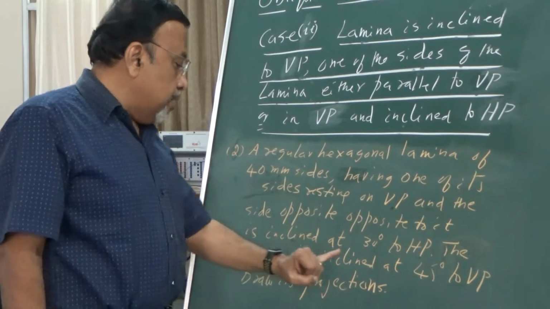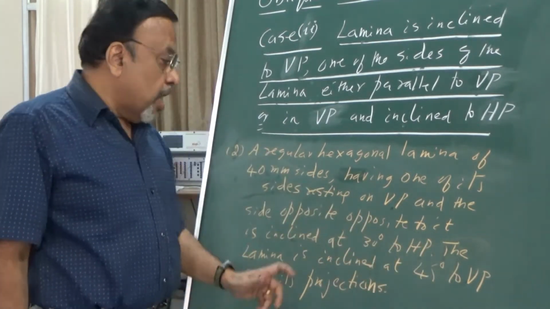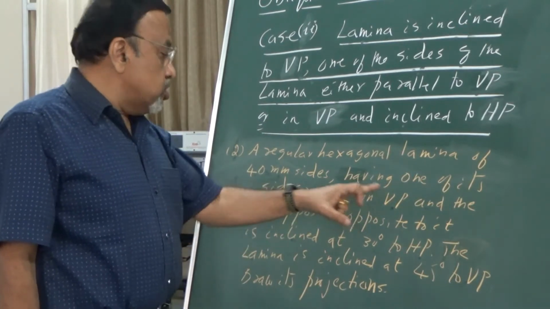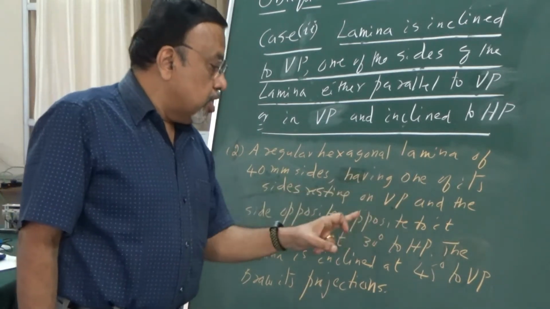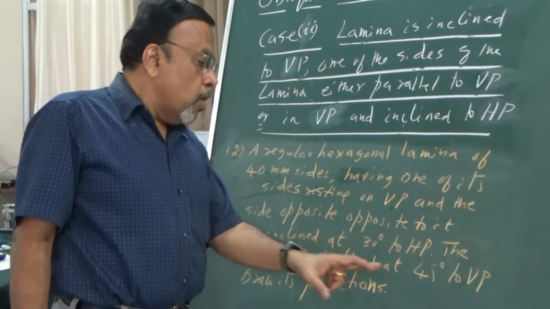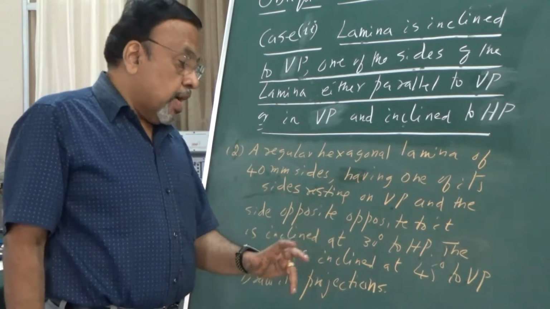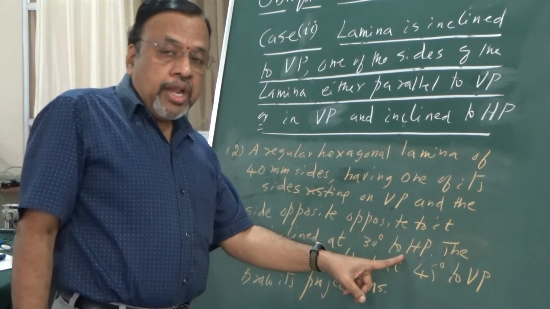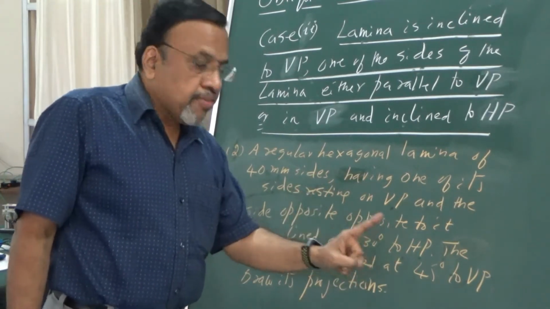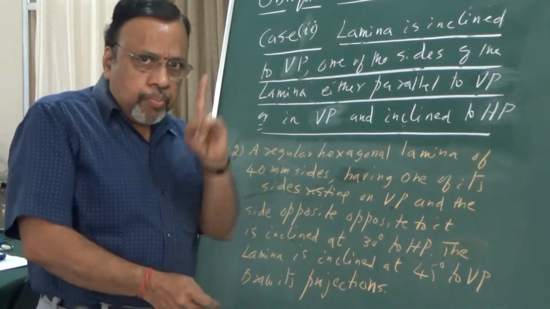You can note that I have given 2 inclinations. One is that the lamina is inclined at 45 to VP, that is, the surface inclination. The other is that the side opposite to the side resting on VP is inclined at 30 degrees to HP. So I have given one surface inclination and one side inclination. Whenever we are given both, we need to satisfy the surface inclination first. Always keep this point in your mind.